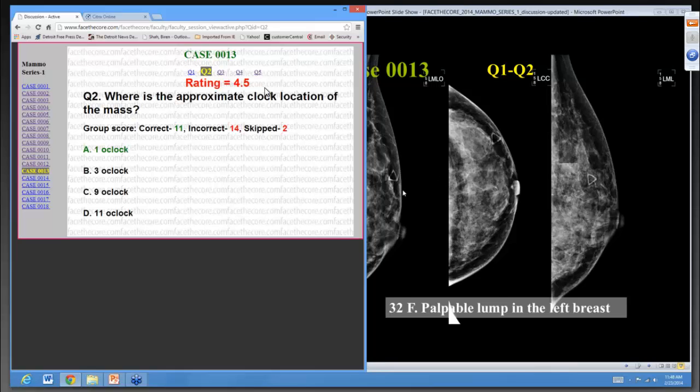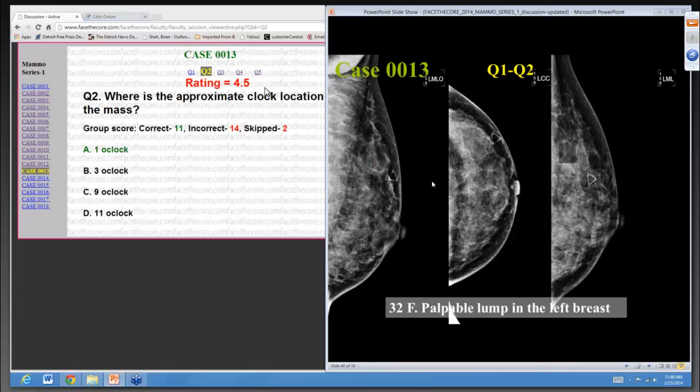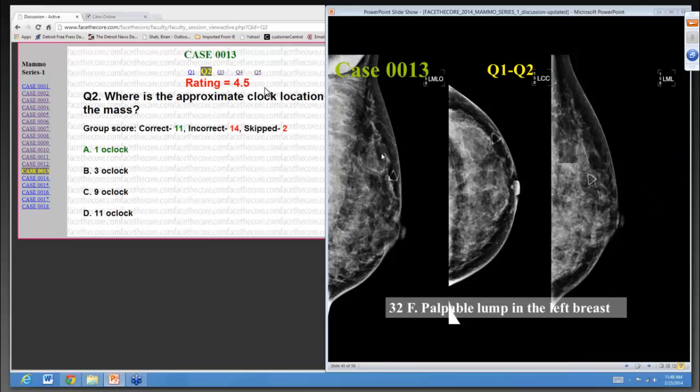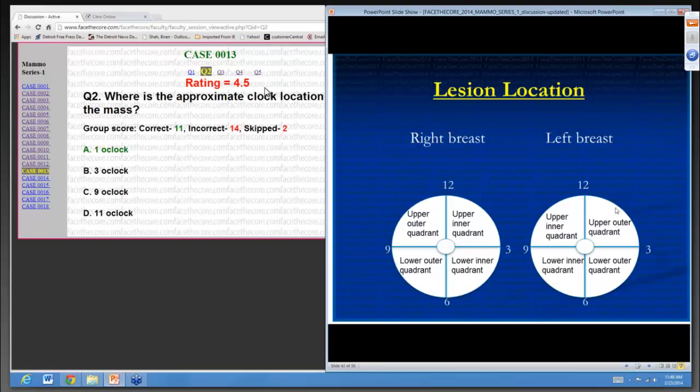So this is located at 1 o'clock. It's as if you were looking at the breast. We actually have a picture right here. And so this is the lesion location, and this is a right breast. This is as if you were looking at the patient. And so the lesion was more in the upper outer quadrant, and so it would be approximately 1 o'clock.